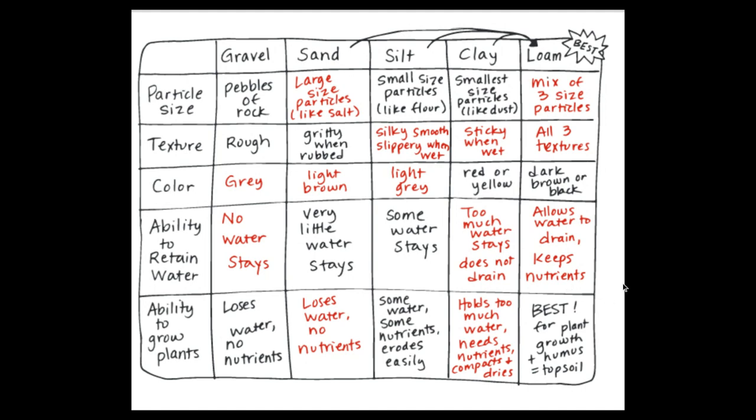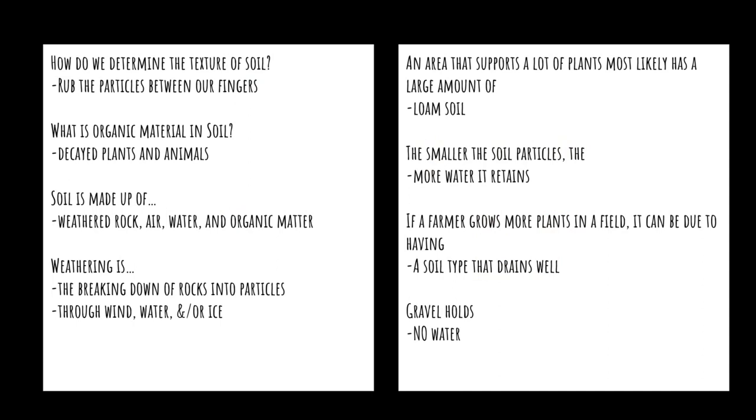So there you go. Your takeaways from this: how do we determine the texture of the soil? You're going to rub the particles between your fingers. What is organic material in soil? That's decaying plants or animals. Soil is made up of weathered rock, air, water, and organic matter. Weathering is the breaking down of rocks into particles through wind, water, and or ice.